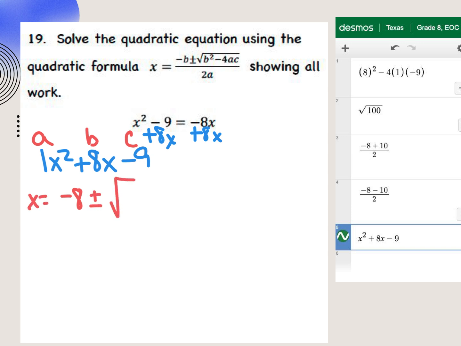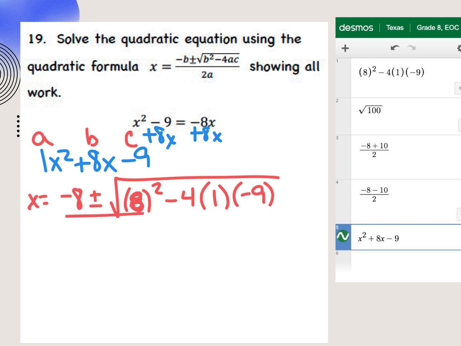Plus or minus big square root. And when you put this B into your big square root, you need to make sure you put it in parentheses and do that in your calculator. Otherwise, the computer is going to solve it wrong. So parentheses 8 squared, that's my b, minus 4, it's always a minus 4, times a is 1, times c is negative 9, all over 2 times 1 is a.